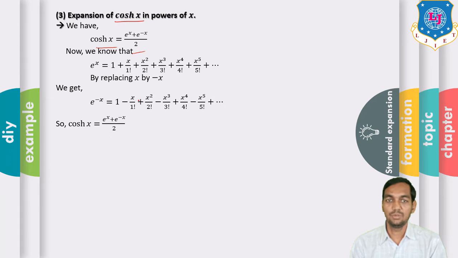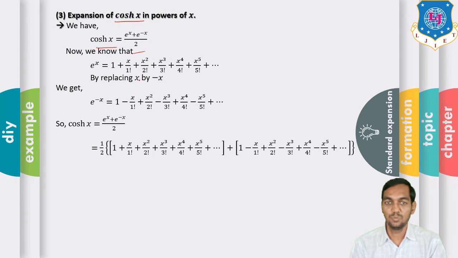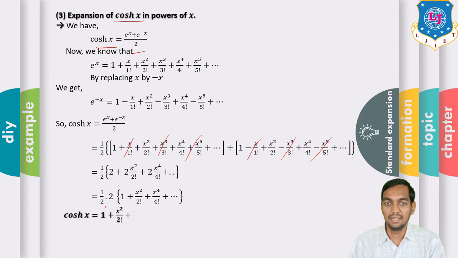Correct? And we are going to add these and divide by 2. Okay, so cos hyperbolic x has a series: this plus this, divided by 2. Now adding these two, x by 1 factorial cancels out, x cube by 3 factorial cancels out, x raised to 5 by 5 factorial cancels out. So all odd power terms will be cancelled, and that will give you 1 by 2 into 2 plus 2x square by 2 factorial plus 2x raised to 4 by 4 factorial and so on. Taking 2 common and cancelling, that will give you the series of cos hyperbolic x equal to 1 plus x square by 2 factorial plus x raised to 4 by 4 factorial and so on.